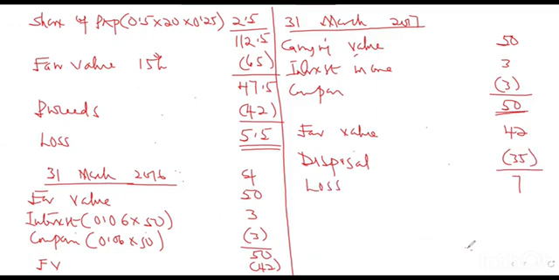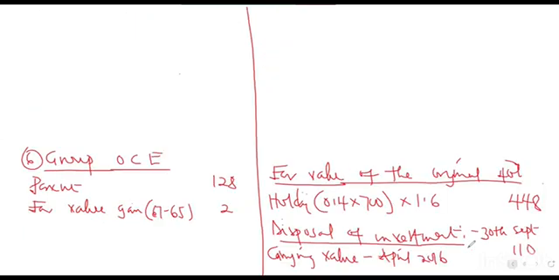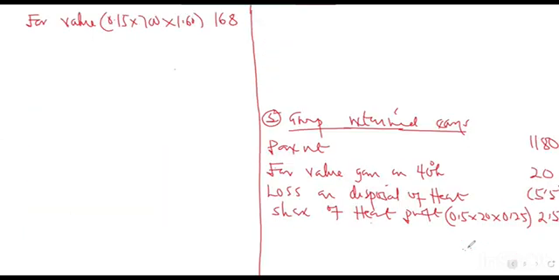So this loss will be recognized. This loss will be recognized in what? Retained earnings. Okay, there should not be any loss in the first place. So we go and we reverse this loss for them.